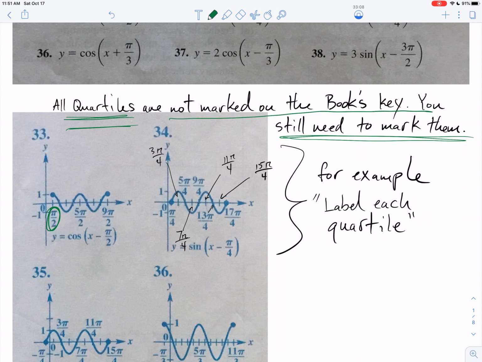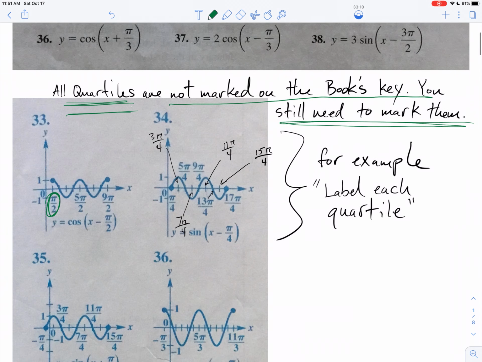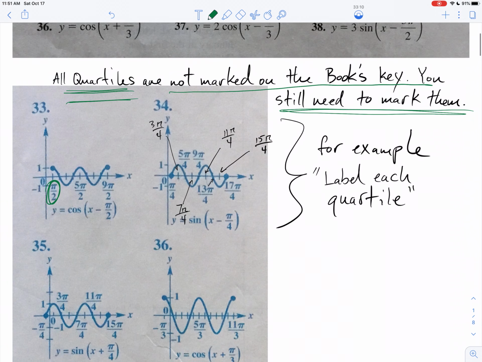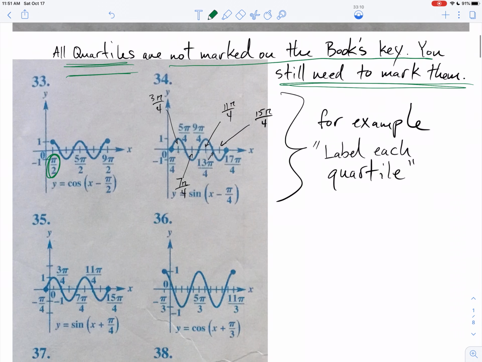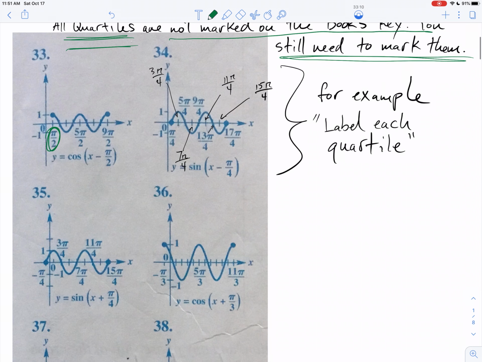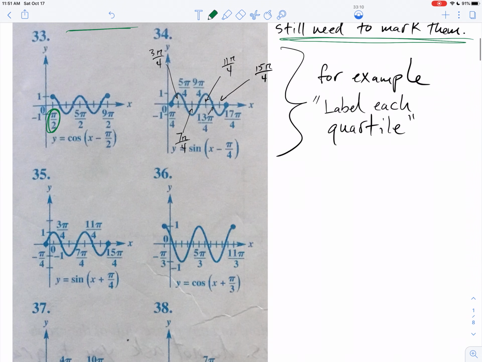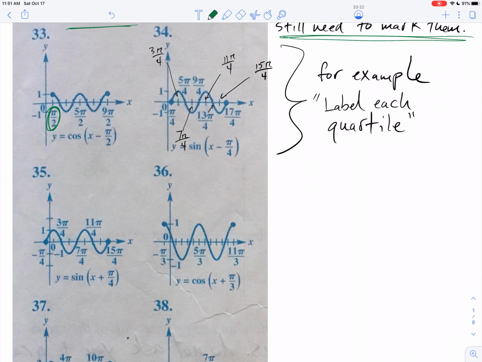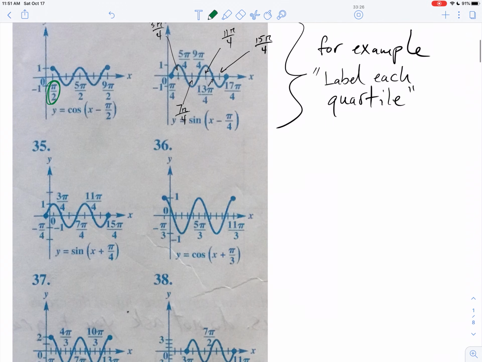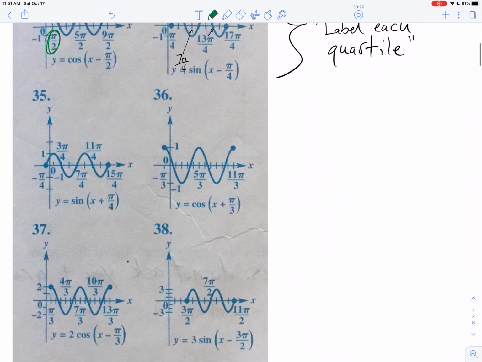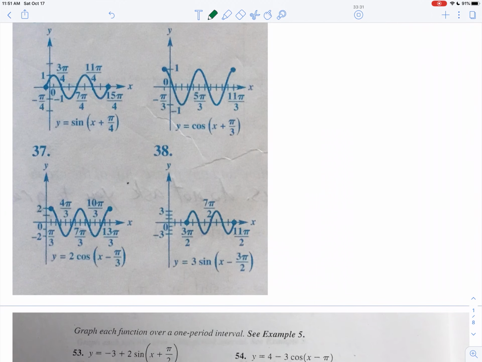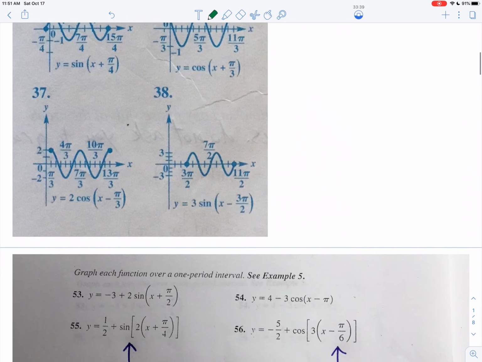You can figure out what the period is. On these, it's all the same. It's 2 pi. And then they adjust the start. So you're going to have to figure out your own quartiles. Now, that's why I'm always in the Zoom room. If you need help, come back and ask. I will help you. But here's the answer key for those ones. Pause it, take a picture of it, but realize they're missing a whole lot of their quartiles. Then, here's the next set of problems.